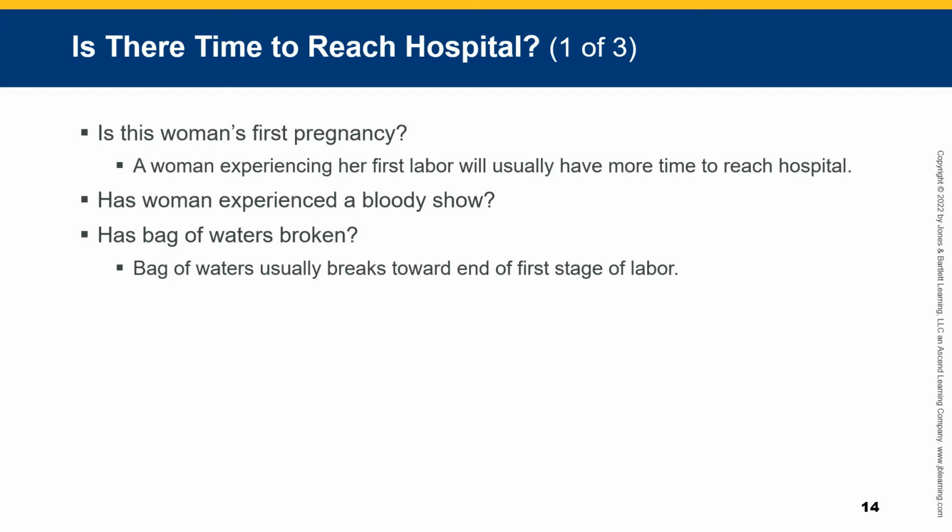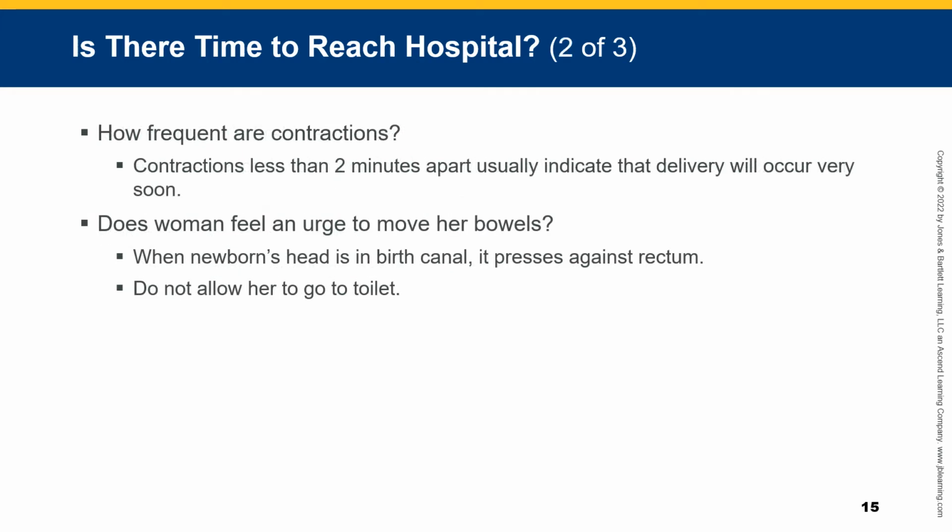Has the bag of waters broken? The bag of waters usually breaks toward the end of the first stage of labor and may give some idea of the progress of the birth process. How frequent are contractions? If contractions are more than 5 minutes apart, you can usually transport a woman to the hospital. Contractions less than 2 minutes apart usually indicate that delivery will occur very soon.